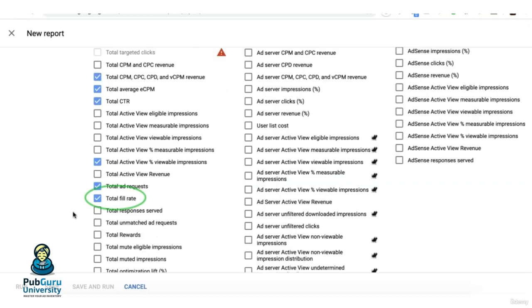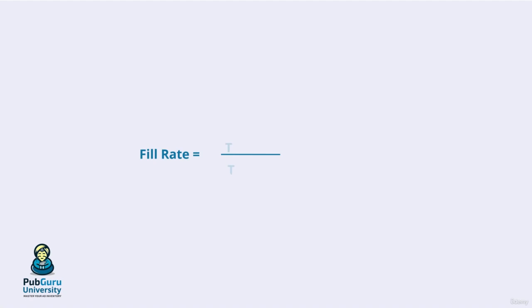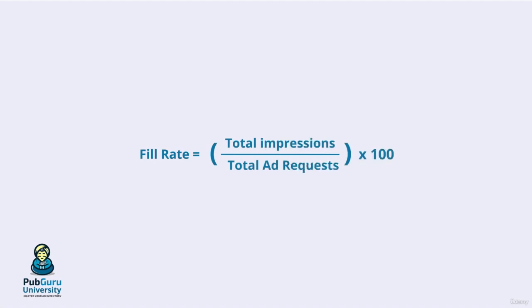Total fill rate is also very important, especially if you're running unified pricing rules in Ad Exchange. Now that unified pricing rules affects almost all your demand partners in your inventory, it is important to pay attention to fill rate. If this is low, then you're leaving money on the table. It's also calculated by taking the total impressions divided by the total ad requests.